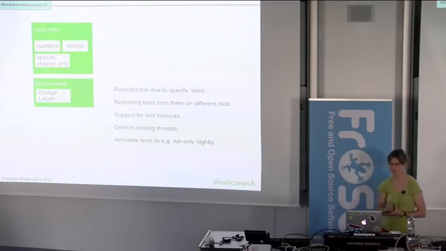It supports test timeouts. So when your test happens to run too long, it will kill it and tell you. It detects leaking threads, both in your test environment, but also in your production code. When I tried this out on Apache Mahout, we discovered two or three thread leaks just by running the test suite within the Carrotsearch randomized runner without changing anything.